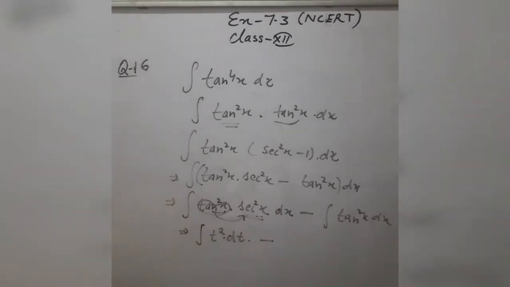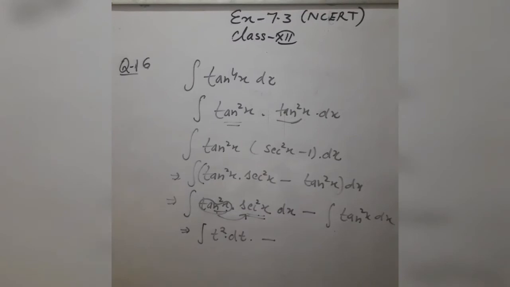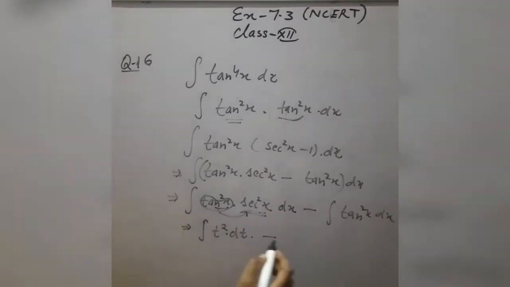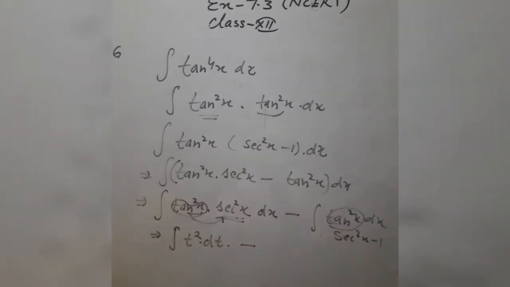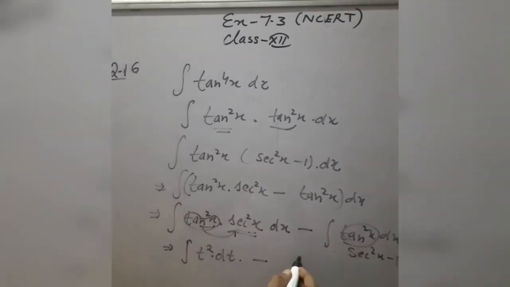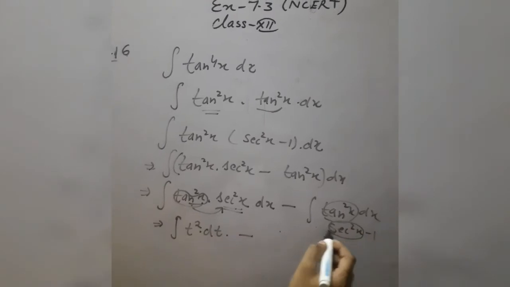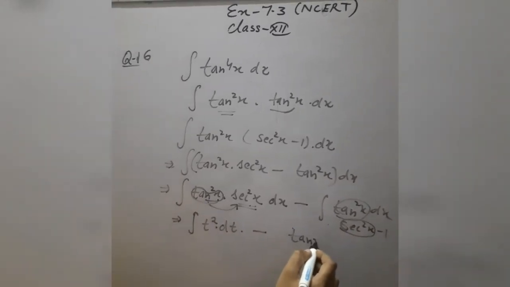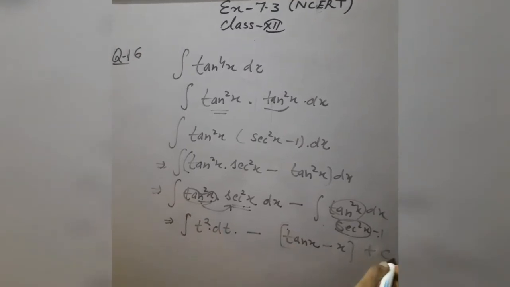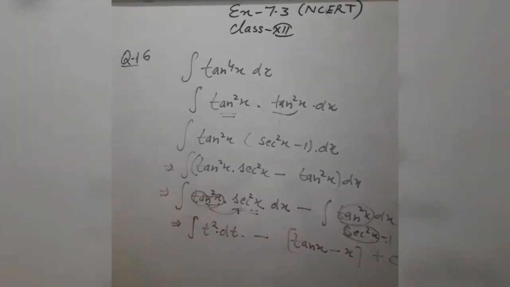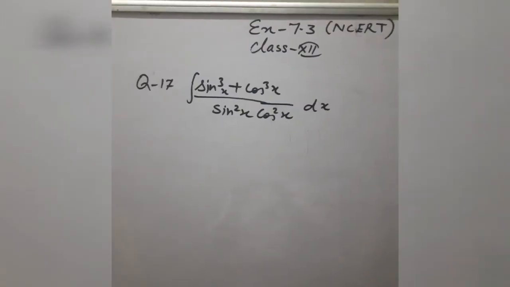And in this case, we don't know the integration of tangent square, but this tangent square can be written as secant square x minus 1, and we can find the integration of secant square, which is equal to tangent x, the integration of 1 is x, plus integration constant c. So this is question number 16.